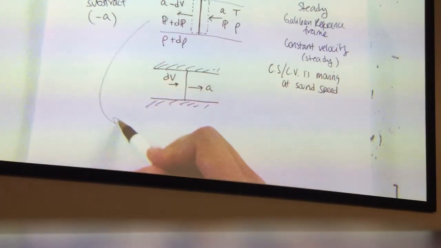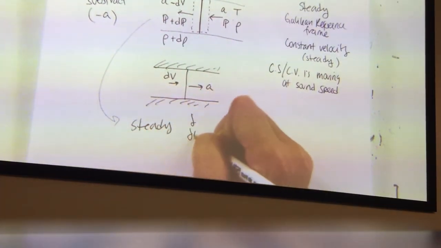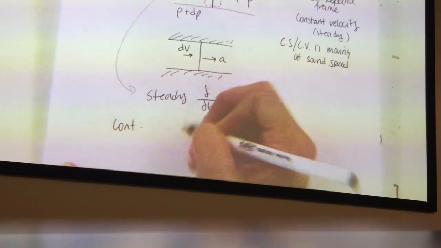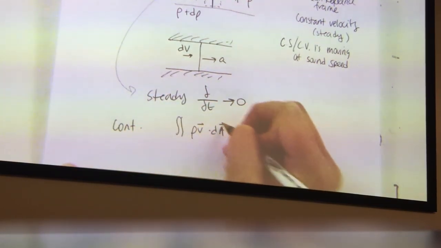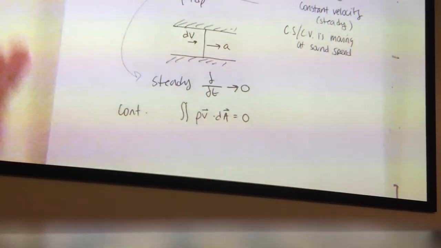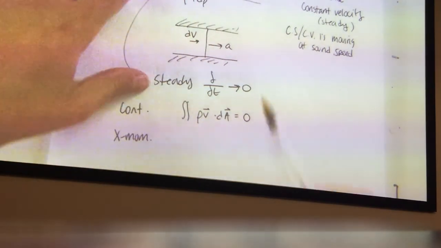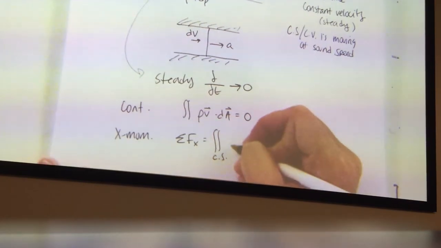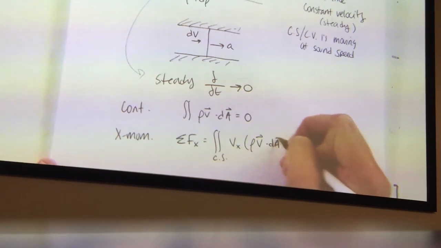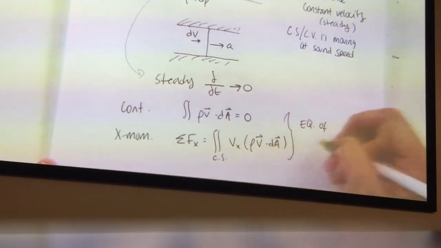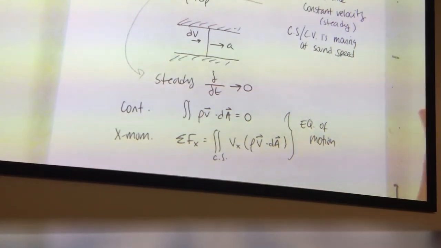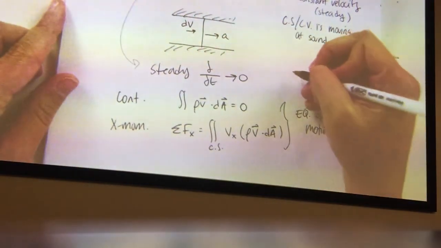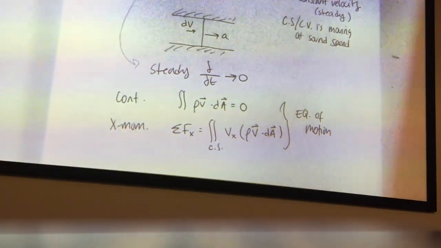If we do that, we already know that it's steady, so d/dt goes to zero. Because of that, we can write our continuity and momentum equations here. Our continuity becomes dA equals zero, so we don't have to worry about the unsteady term. For x momentum, we don't want to worry about y or z; it's only in the one direction, x. So we have the summation of the forces, whatever acts on the control surface, plus the term with rho v. And these are the equations for this particular problem. We only need the x in there. So now let's do these equations. Let's assume also uniform properties, and by using uniform properties it becomes much simpler.